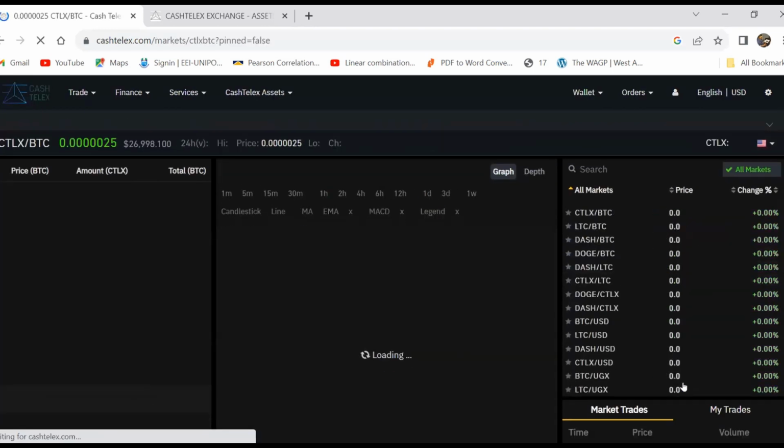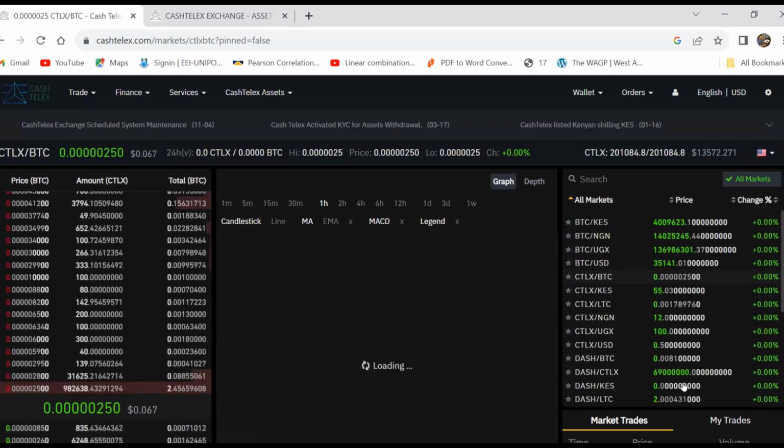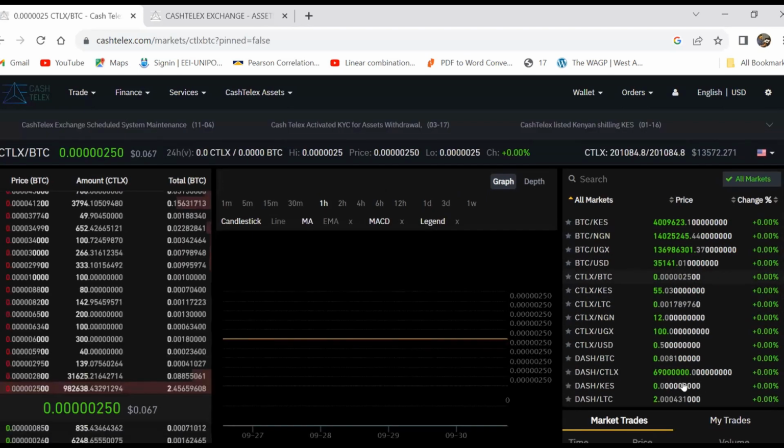It has taken me to the CashTelex trade platform, the exchange. Everything you're seeing here is what you see on the exchange platform. But I wouldn't want you to be carried away with so much information here on the exchange. We're going to be doing it bit by bit.